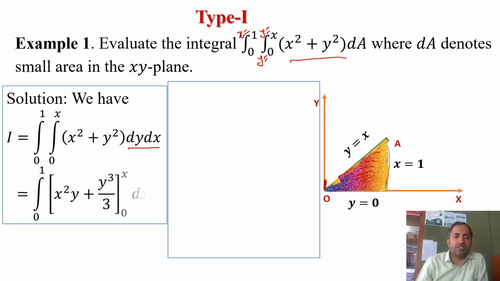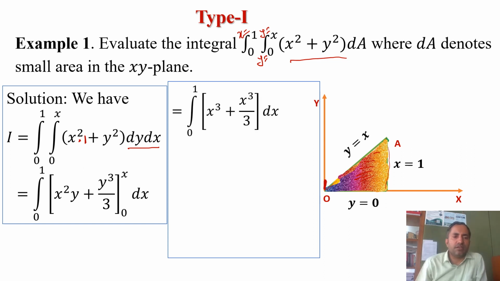First we integrate with respect to y. By integrating, what we get is x square into 1 here. So it is x square y plus y cube by 3. Put the limit 0 to x. By putting the limit, it is simple. By putting lower limit 0, the whole term will be 0. By putting the limit x, it is x cube plus x cube by 3 that we get.